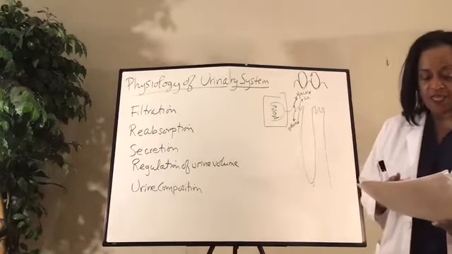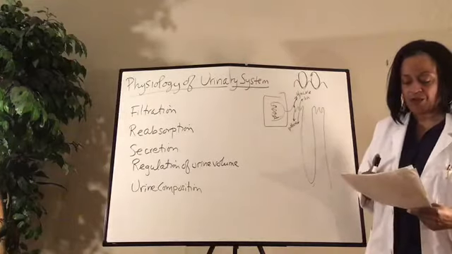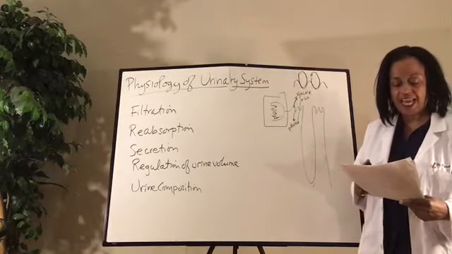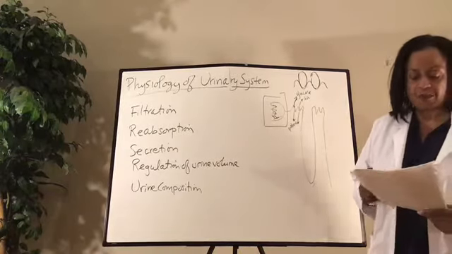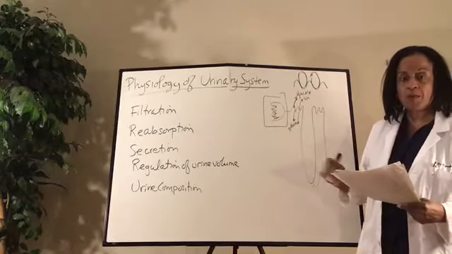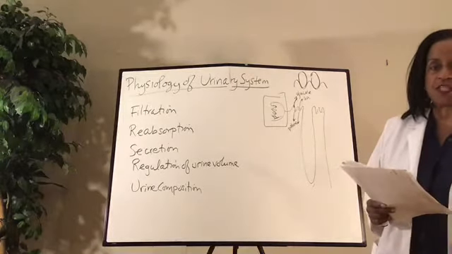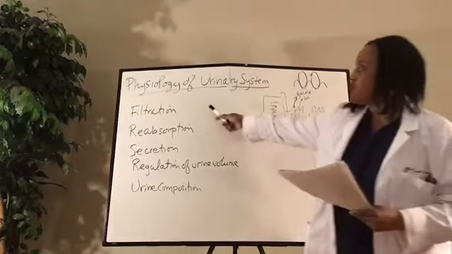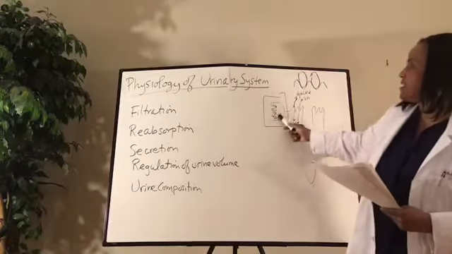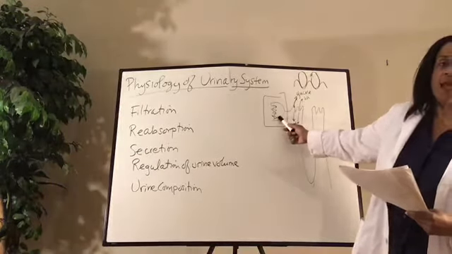So blood cells and plasma proteins do not move out of the blood. About 180 liters of filtrate or water is formed each day, but only a small amount is excreted into the urine. A lot of water is filtered each day, but only a small amount is excreted into the urine. So that's filtration. I need you to understand that this is the mechanism of filtration where the glomerular capillaries are.